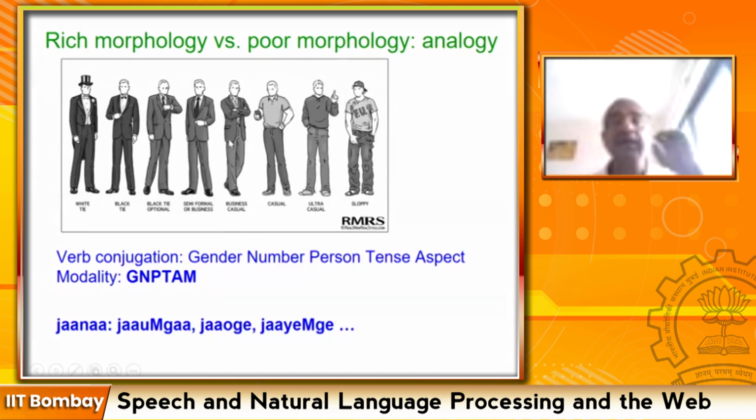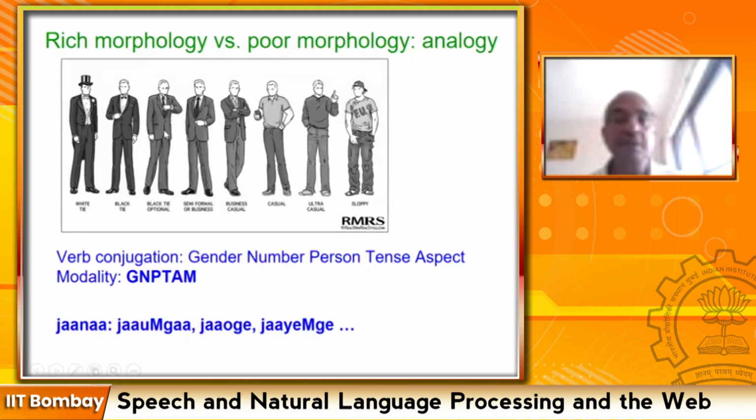Now, I thought of an analogy to convey this idea of richness in morphology or poverty in morphology. So everybody sees a picture here of people dressed in coat, pant, and so on. Can somebody verify? Yes, sir. Okay.